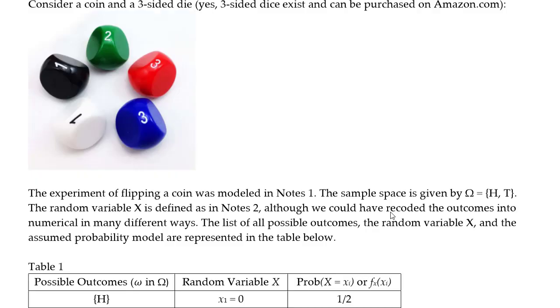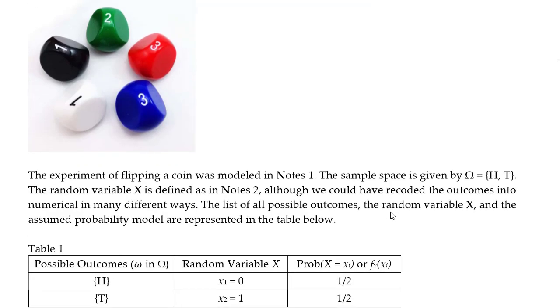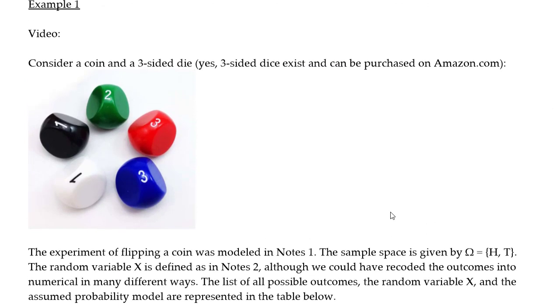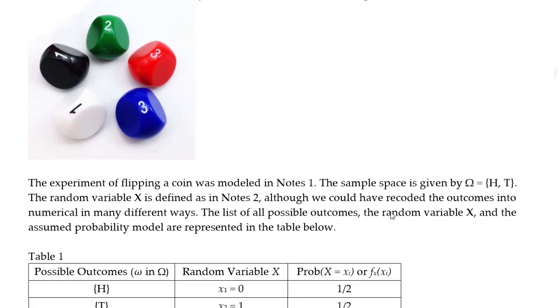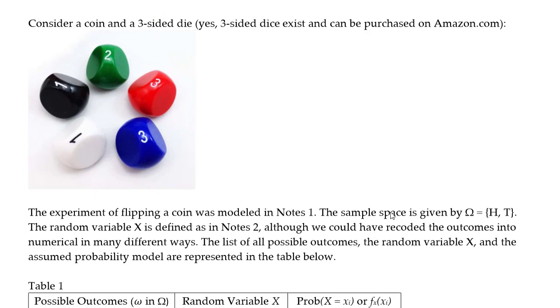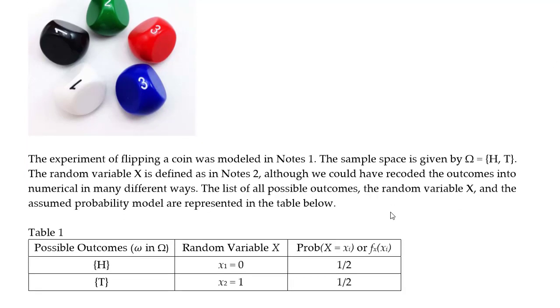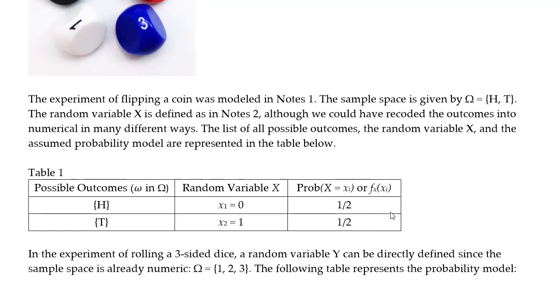We are actually going to model two experiments at the same time. The first will be flipping a coin, and the second will be rolling a three-sided die. Let's review the two experiments separately. The experiment of flipping a coin was modeled in notes 1. So we had the sample space equals {H, T}. So there are basically two possible outcomes. You can flip a coin and get heads or tails.